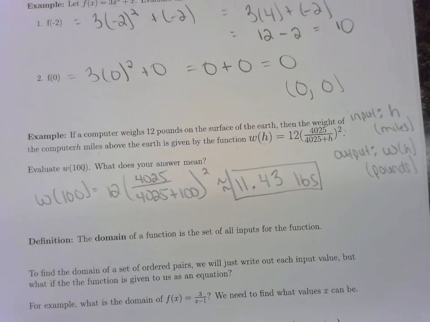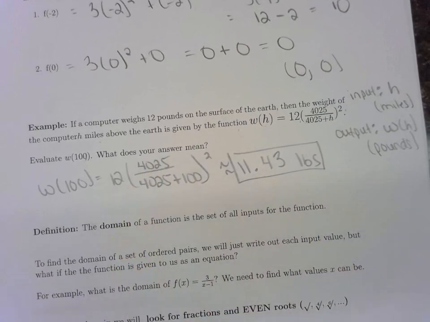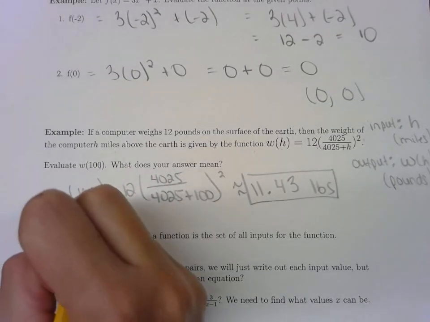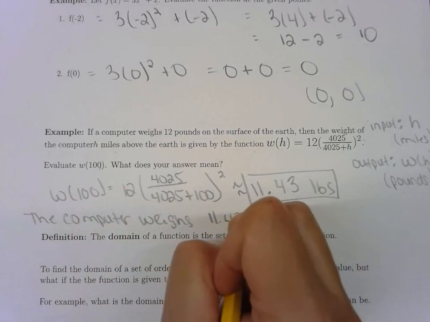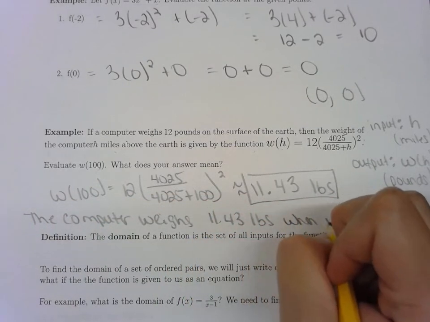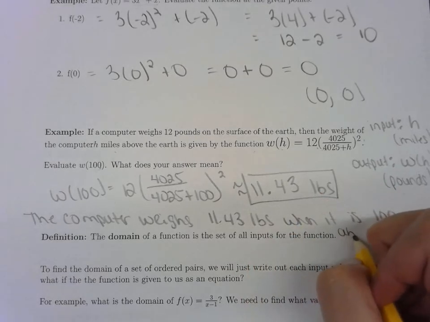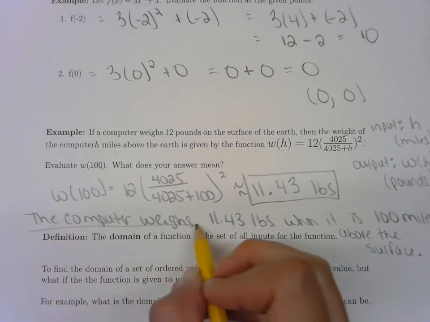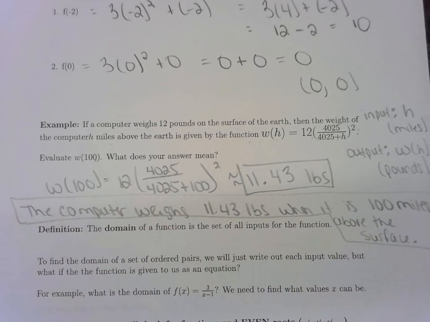And we want to see what that answer means. The output represents how many pounds, or the weight of this computer. So we would say the computer weighs 11.43 pounds when it is 100 miles above the surface. I'm running out of room here. We could also write this as an ordered pair, so it would be (100, 11.43).